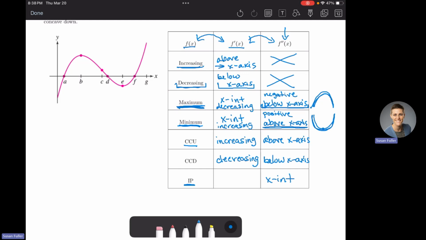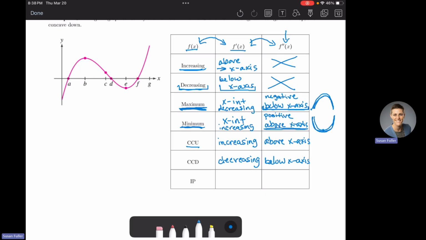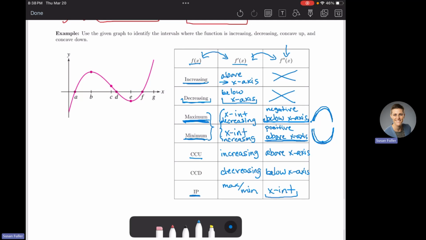And again, just like here, when I had an x-intercept on my derivative, I had a max or a min on my OG. And so that means if I have an x-intercept on my second derivative, I'm going to have a max or a min on my first derivative. Okay, so we now have a more full table here. And now let's practice this with this graph.